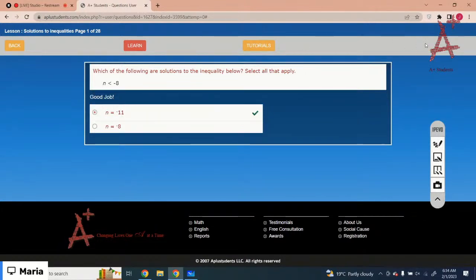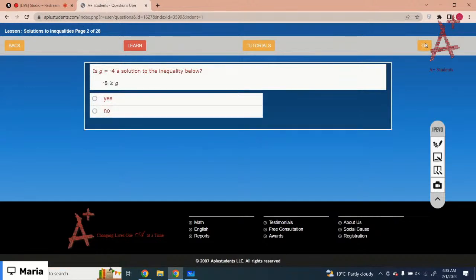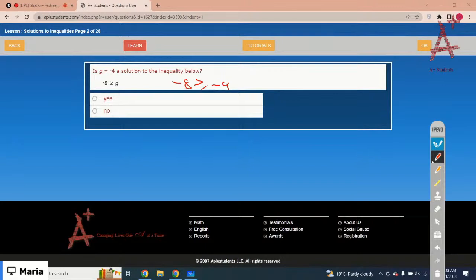Okay, the next one is, is g equals negative 4 a solution of the inequality below? So just replace the g with the value. It would be negative 8 is greater than negative 4. So is negative 8 greater than negative 4 or less than negative 4?